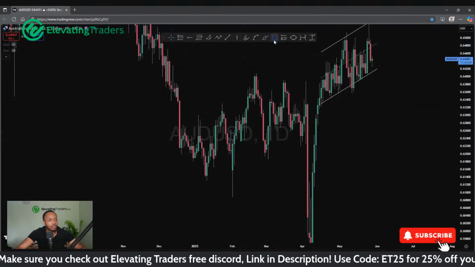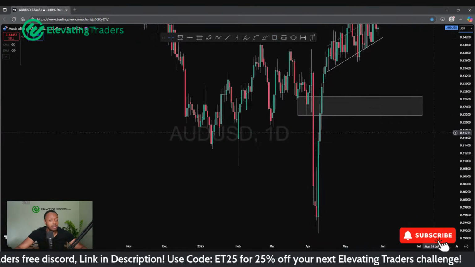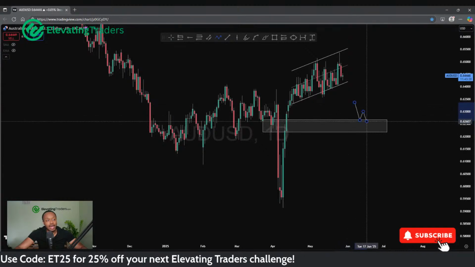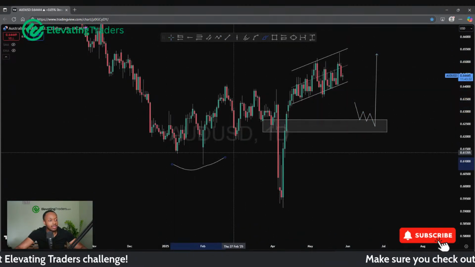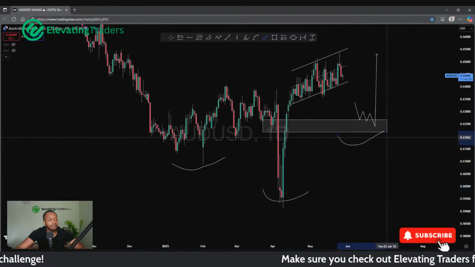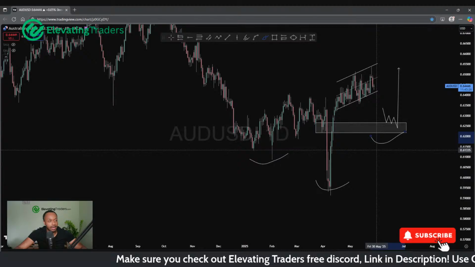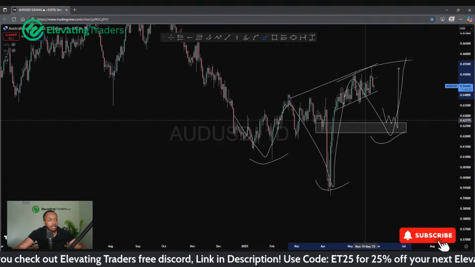I've been talking about the 0.65 area for a while now. I still think that's a great place to go long from. The big question is, do we get there or not? I have no idea. I just know that if we do get there, I'll be ready and waiting to take the trade. And again, looking at this inverse head and shoulder pattern, left shoulder, head, right shoulder, and of course, that's kind of like your neckline there.